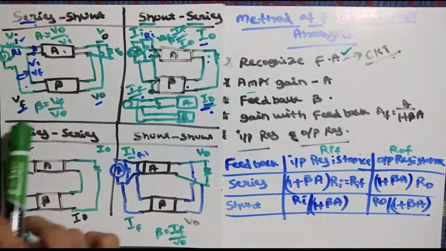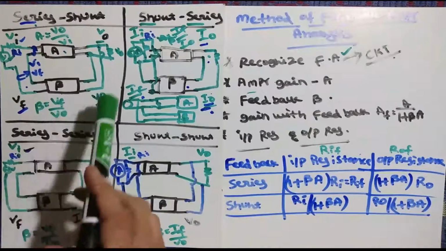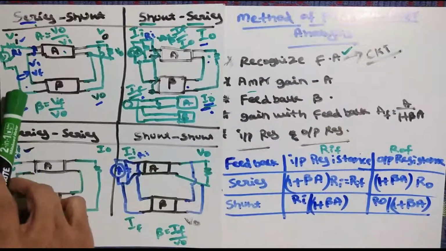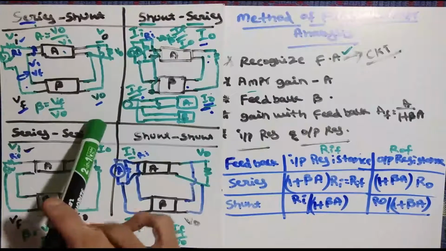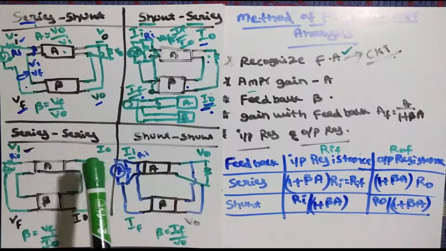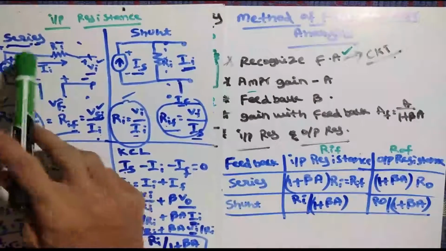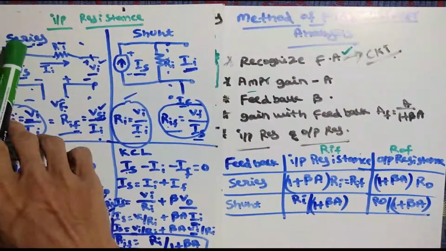Then you have to write what is the feedback gain, then identify the gain with feedback. Then you have to find out the input resistance and the output resistance. Here, instead of writing input resistance and output resistance separately, I have done them together. For input resistance, there are two possibilities, series and shunt.